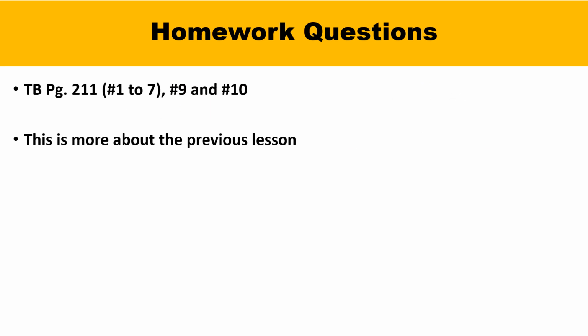So for the remainder of the class, you guys have homework, which is textbook page 211, numbers 1 to 7, all the way, and numbers 9 and 10. Number 8 is the only one being omitted. This is more about the previous lessons or previous section of Unit C. And regarding water quality, we need to learn more that involves calculation. So don't forget to bring your calculator to the next class.